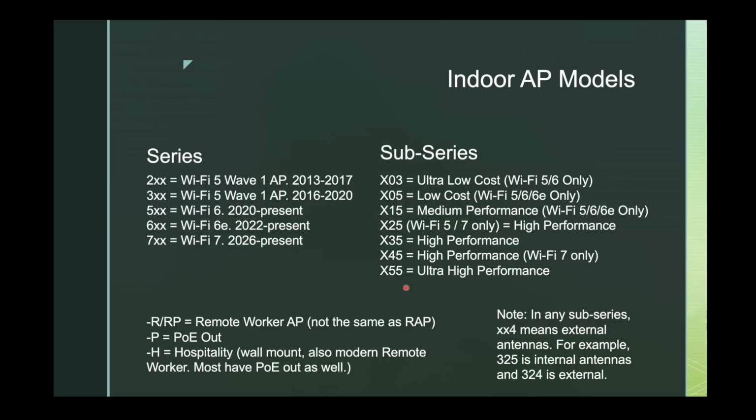Now, the dash values, dash R or RP is a remote worker AP. This is not the same as a remote access point. Aruba used to have dedicated remote worker access points, and those were marked with the dash R. Dash P means PoE output, and dash H means hospitality. These are the wall mount form factor, and most of them have PoE output as well.